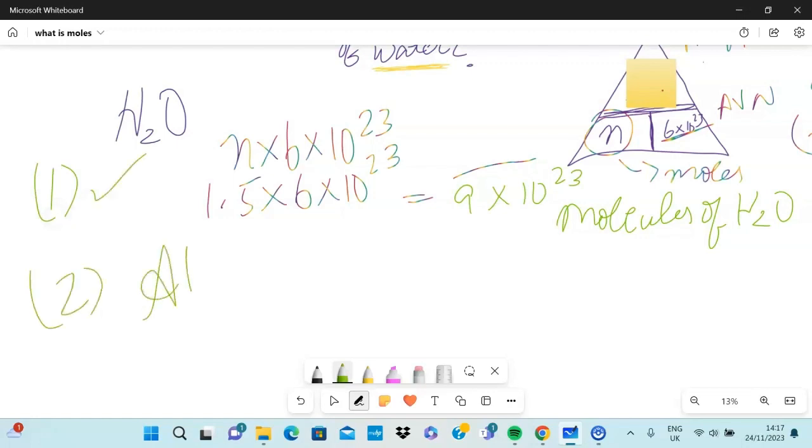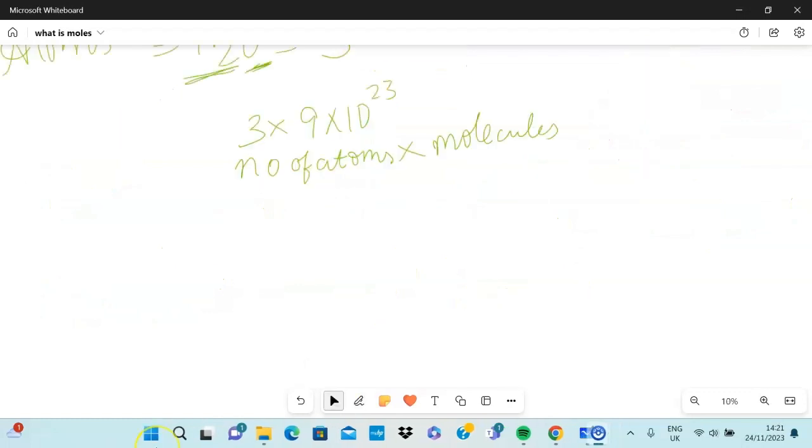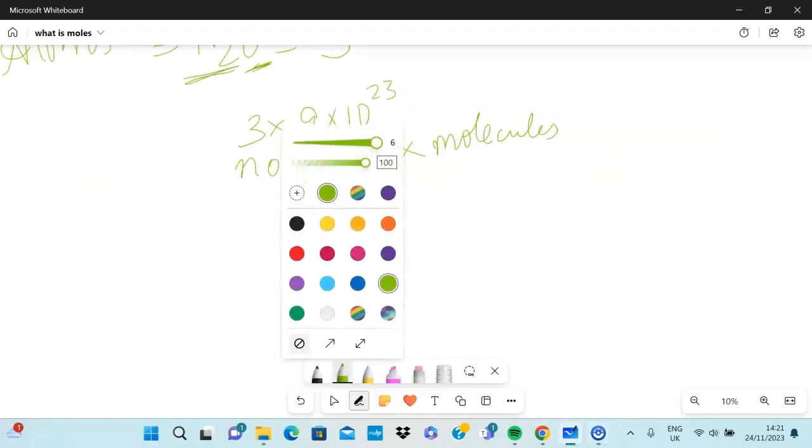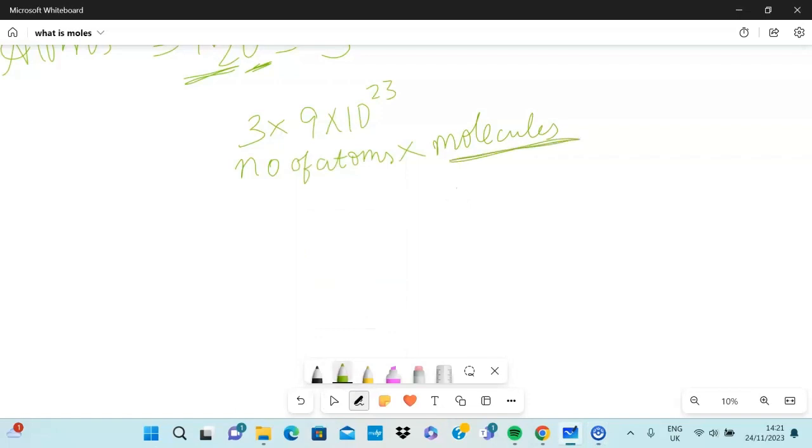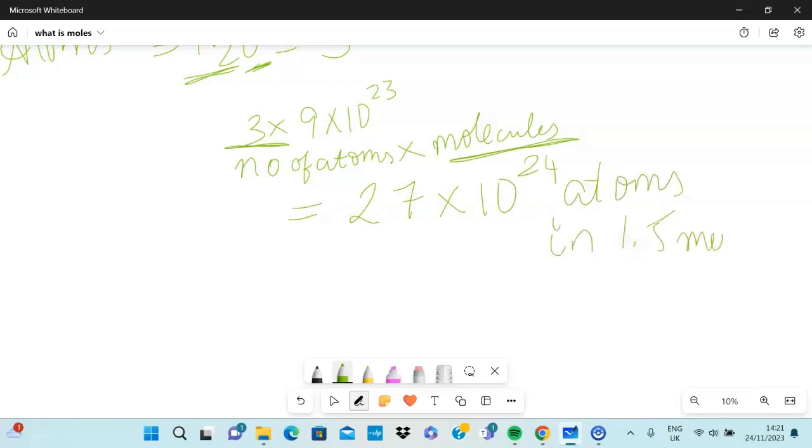Second part of that is to find the number of atoms. We know H2O has three atoms, just as I showed you before, two hydrogen and one oxygen. Whenever you need to find atoms, you need to find the number of molecules first, and then you multiply by the number of atoms. So the answer would be 2.7 times 10 to the power of 24 atoms in 1.5 moles of water. It's as simple as that.